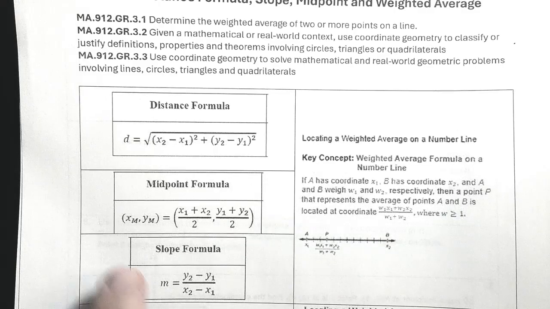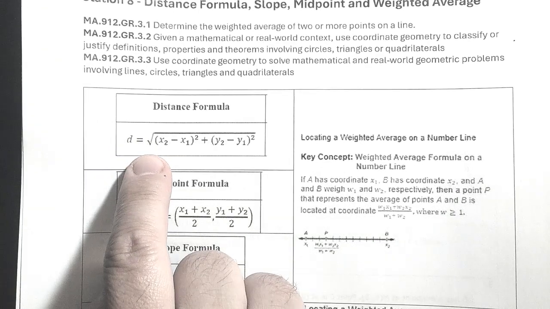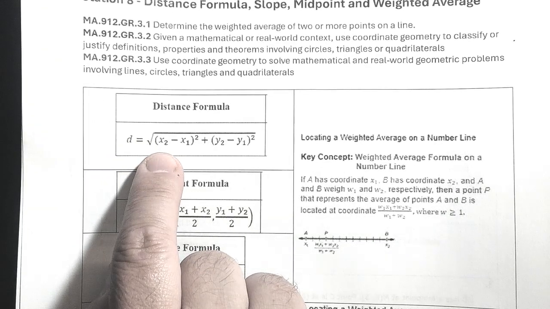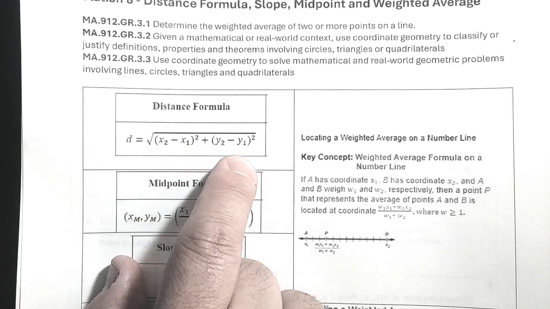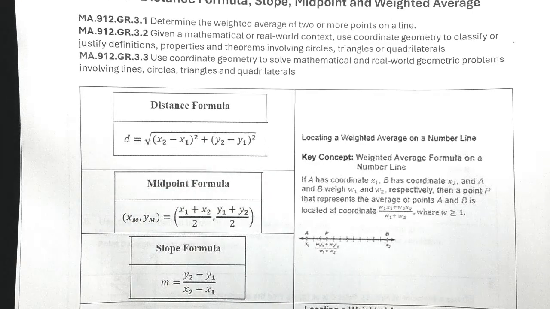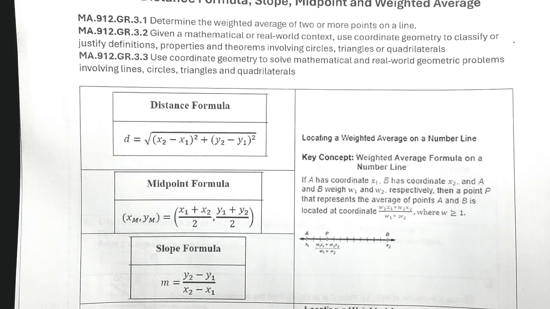All right, so distance formula is the square root of x sub 2 minus x sub 1 squared plus y sub 2 minus y sub 1 squared. And it sounds a lot worse than it is. You guys know this now, but I kind of always talk like we're at the beginning of the year, so just forgive me for that.